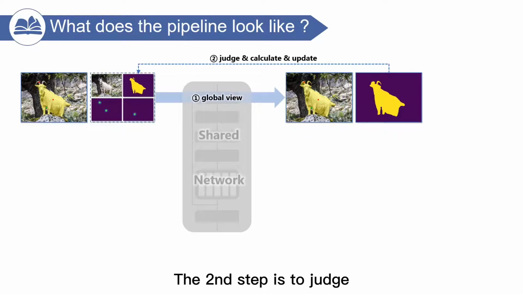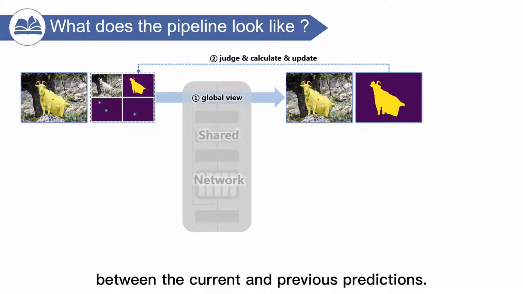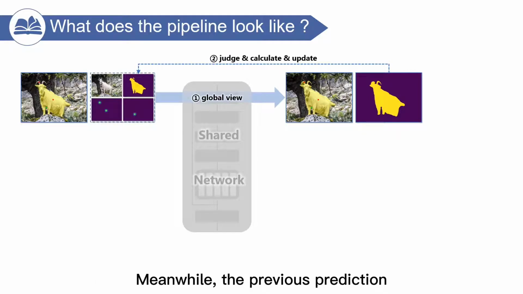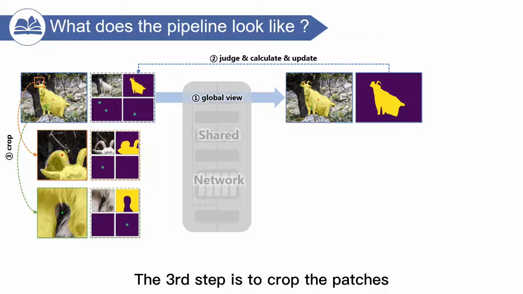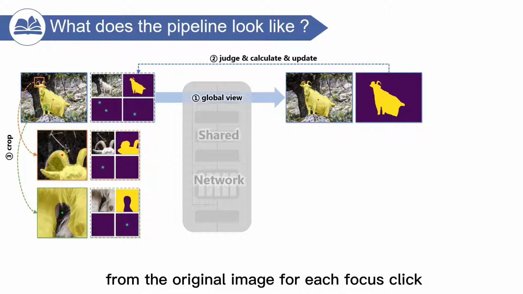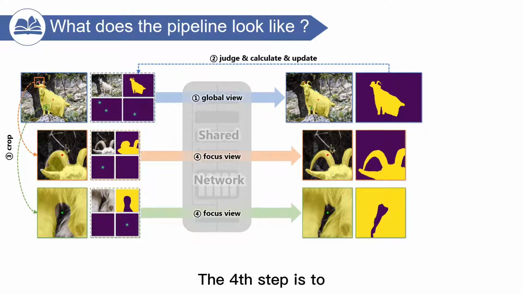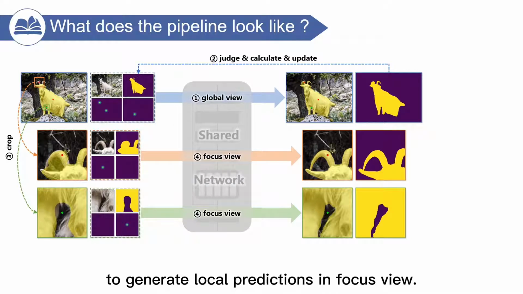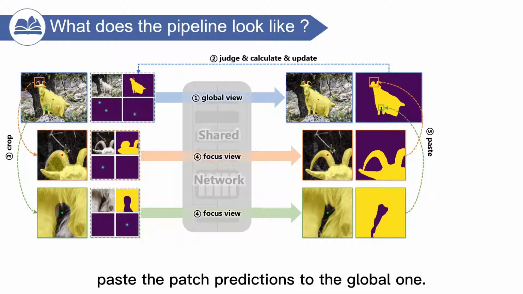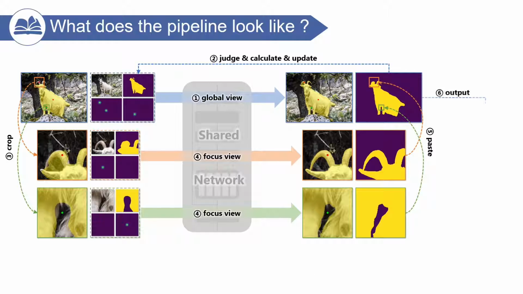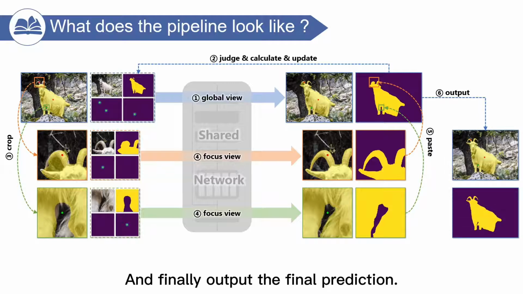The second step is to judge whether to focus for the current click. If the click meets the requirements, the focus scope will be calculated based on the variation between the current and previous predictions. Meanwhile, the previous prediction will be updated with the current one. The third step is to crop the patches from the original image for each focus click with corresponding scopes, respectively. The fourth step is to feed these 6-channel inputs of focus patches into the network to generate local predictions in focus view. The fifth step is to paste the patch predictions to the global one. And finally, output the final prediction.